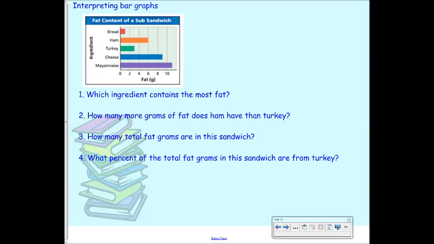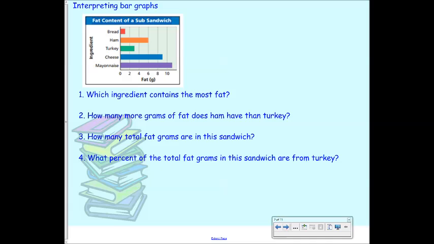So what can you tell me about this sub sandwich? Do you know what's on it? Yeah, you can tell what's on it because there's a whole list of ingredients on the y-axis, which are labeled, right? And the label is ingredient. What's on the bottom, the x-axis? Fat, and it says fat, parentheses, G. What does that mean? That means the measure is in grams, right? So when it says 8, that means 8 grams of fat.